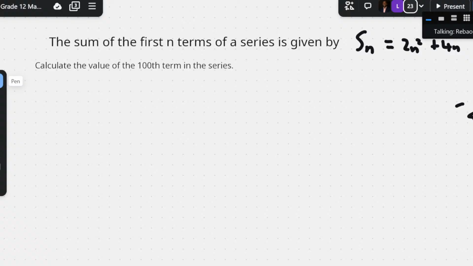Whenever you are given a sum or an expression for the sum, and you are asked this type of question, the simplest way to go about it is to do the following. And this has to make sense. If it doesn't make sense, I will show you. This is the formula: Tn is equal to Sn minus Sn minus 1.